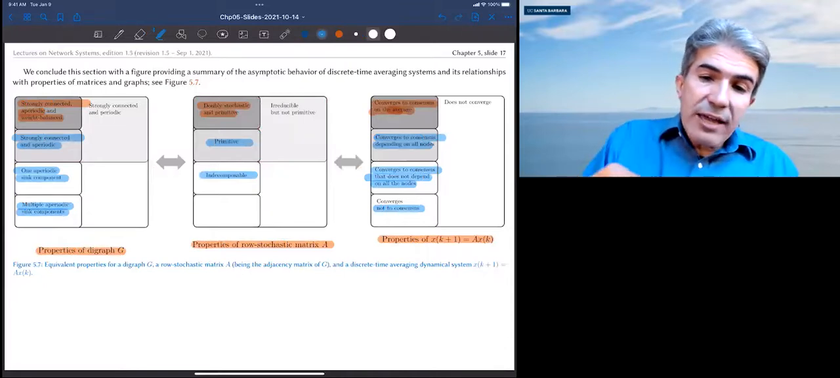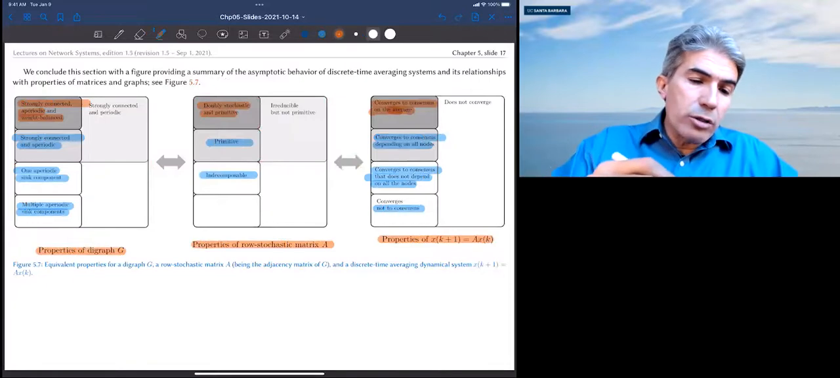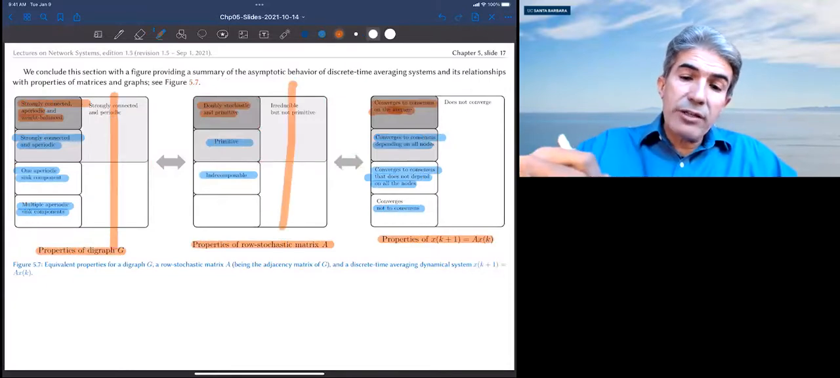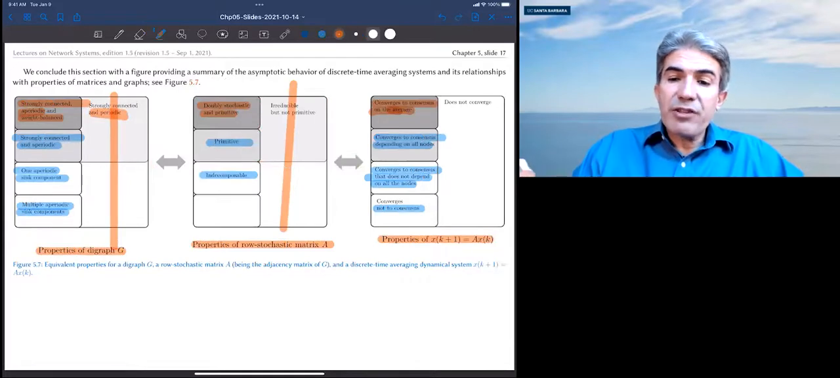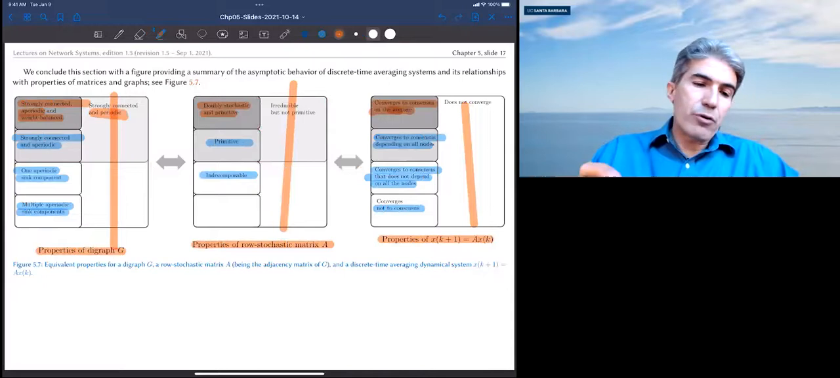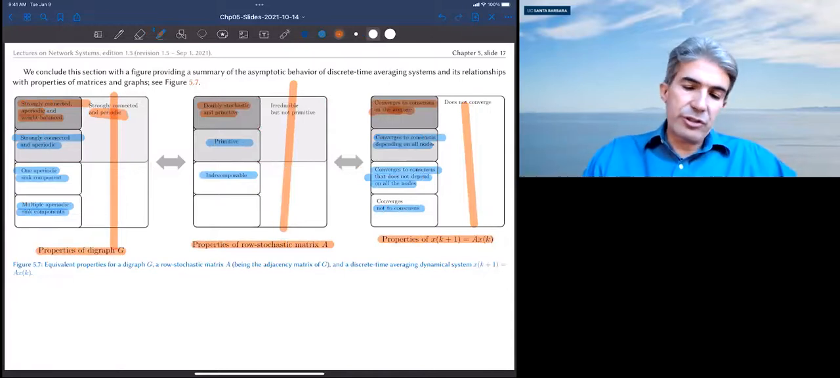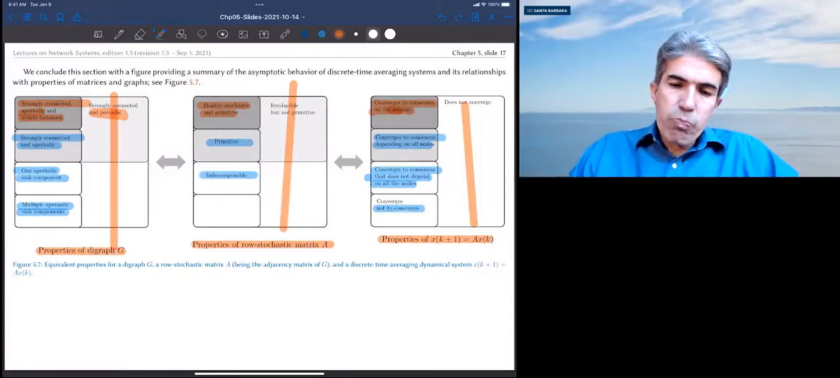Now, in the entire right column here, this is to remind you that it is entirely possible that the graph is periodic. And if the graph is periodic, then you have oscillations and there is no convergence. Perfect. So this is fine. And this concludes my discussion of this section.